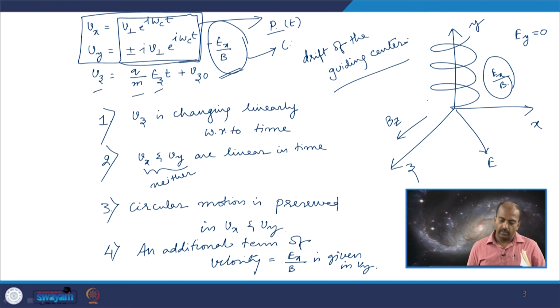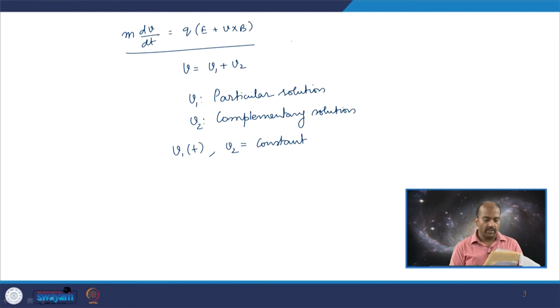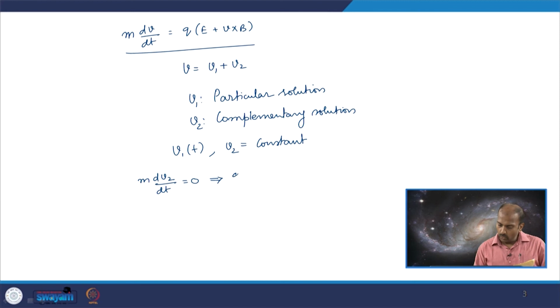As you see, the particular solution is very much dependent on the time, and the constant or the complementary solution is time independent. Now, generally if you have a differential equation as this, what is the standard method to obtain the complementary solution? The complementary solution is simply obtained by equating the RHS to 0. So, since we are dealing only with V2, m dV2 by dt is equal to 0, right. That implies q times (E plus V cross B) is equal to 0. So, I can write E is equal to minus V2 cross B.